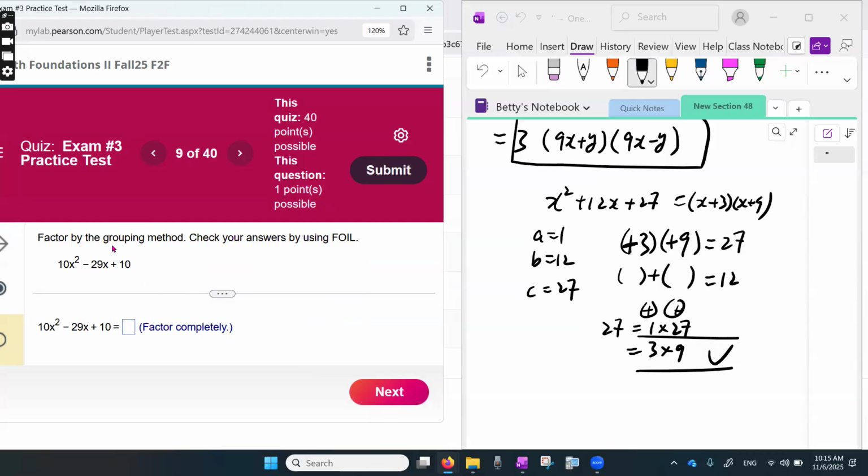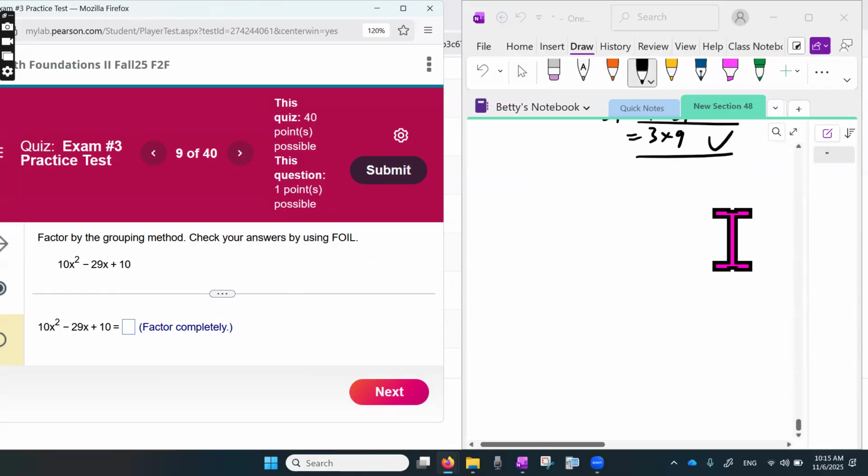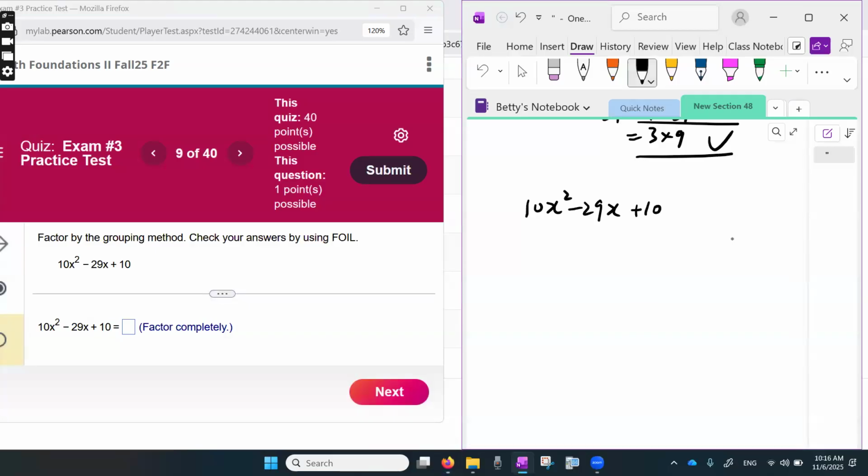Just forget it, okay? We only use the grouping method to factor a polynomial with 4 terms in it. We can use the slide divide slide method for sure. This one, 10x squared minus 29x plus 10. GCF is 1, right? 29 actually is a prime number. Slide: x squared minus 29x plus 100.